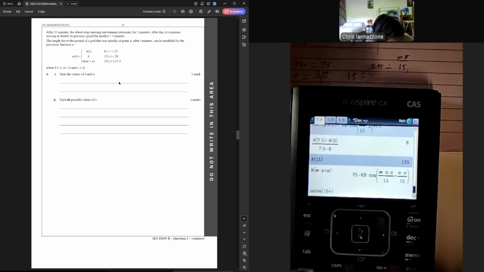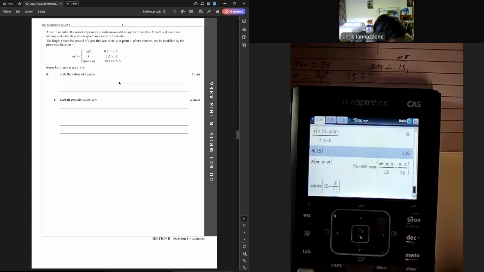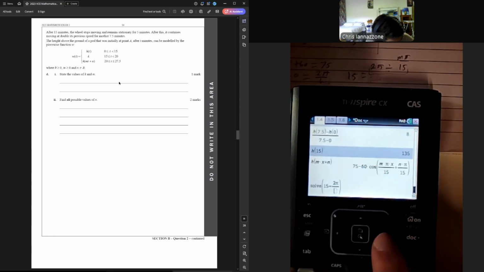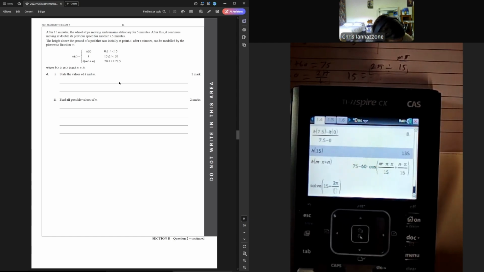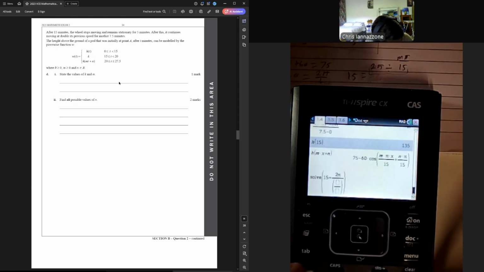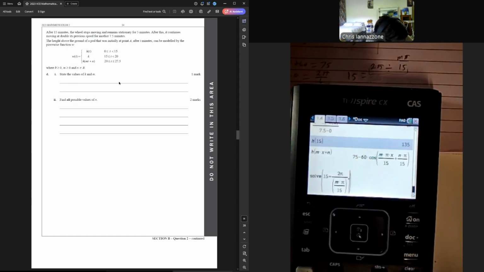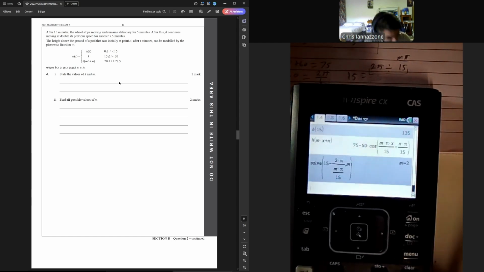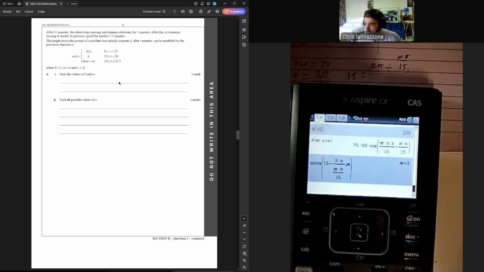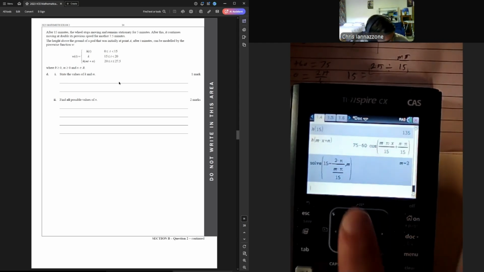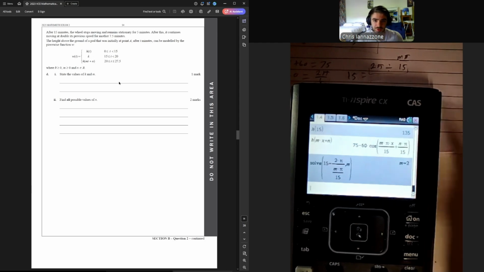15 equals, you can even do it as fractions if you want, 2 pi divided by bracket m times pi over 15. Solve that for m, and we get m equals 2. So to summarize, we have m equals 2, and we have k equals 135.